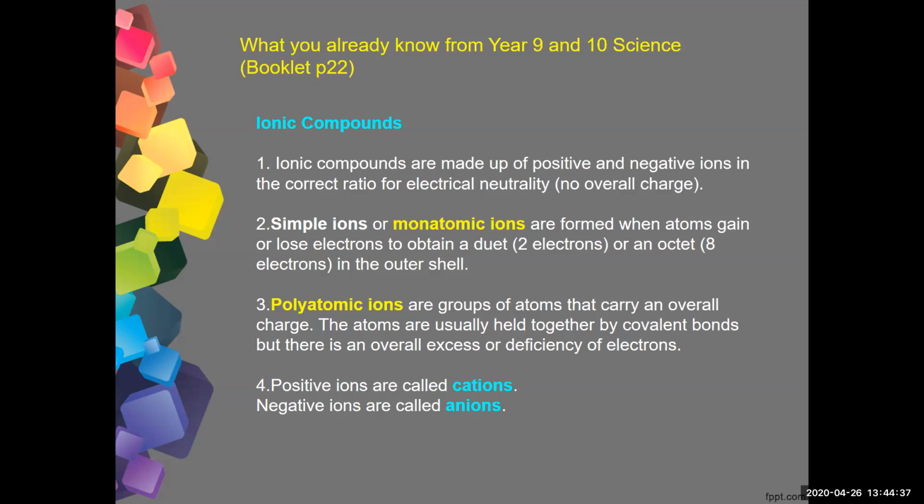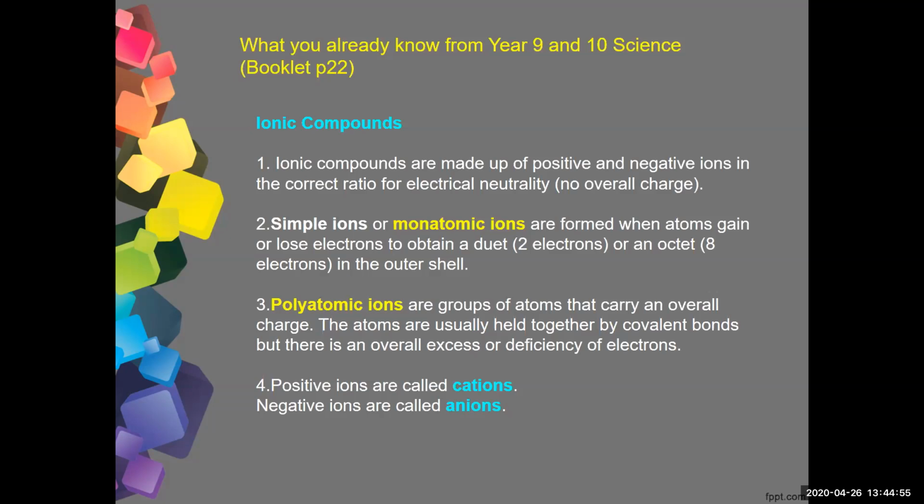There are simple ions or monatomic ions. Monatomic, of course, just means one atom, and they're formed when atoms gain or lose electrons, and that's usually to obtain an octet in the outer shell. If you're talking about hydrogen and helium, though, that's a duet, okay, because obviously there's only 2 electrons in that first shell, so they can't get 8 electrons.